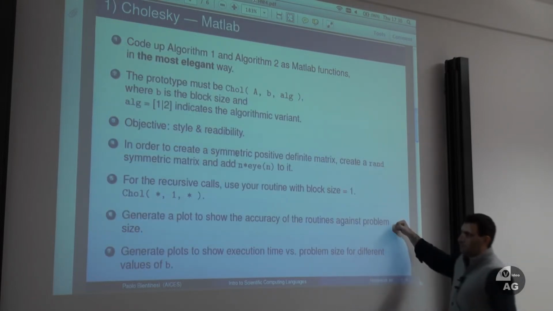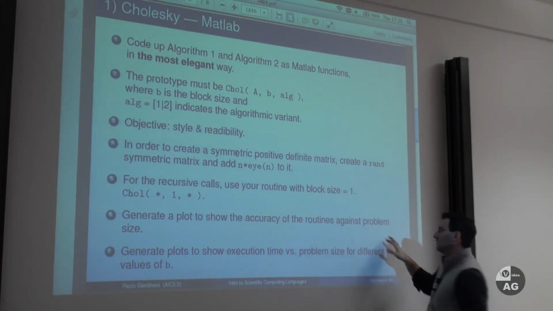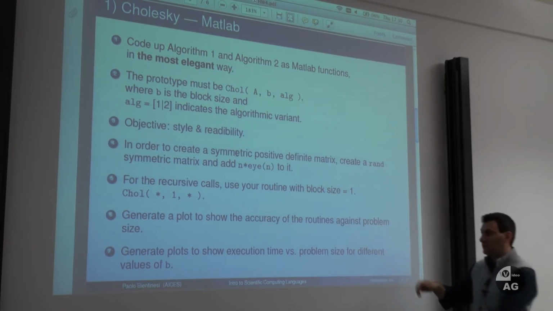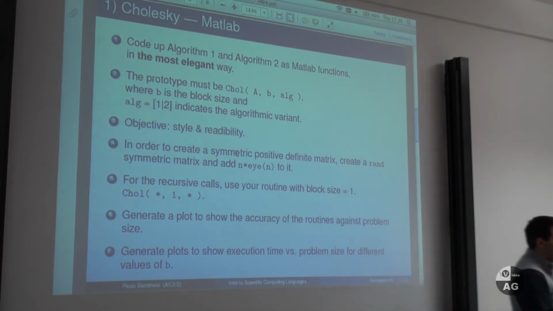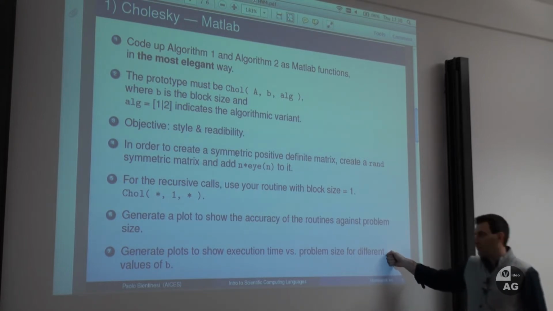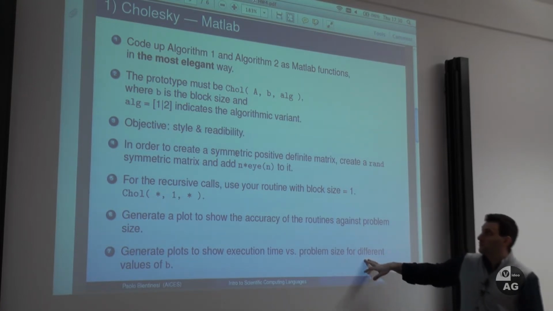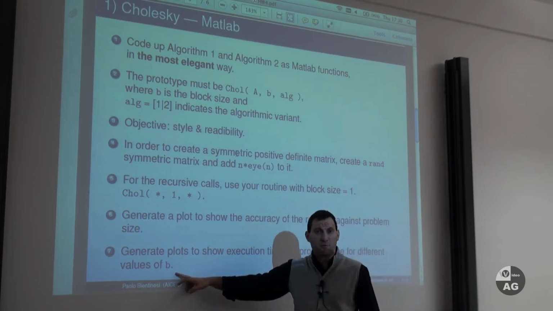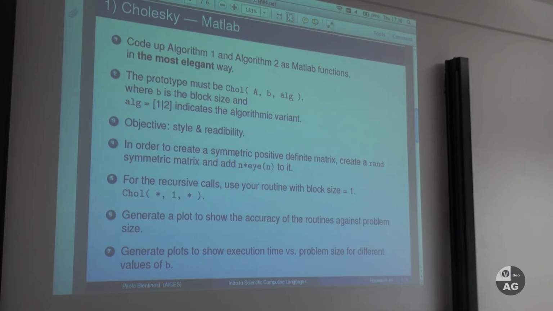Now I want you to generate a plot in Matlab. What is the plot like? On the x-axis, you fix the problem size, and on the y-axis, you show accuracy. I didn't go as far as saying what accuracy is, because I'm sure that by now you know what accuracy is. And over here, I want you to experiment with different block sizes. As I said already last week, B is purely for performance reasons. B equals 1, slow as hell. B equals 2, nothing changes. Large B, this is considerably faster, okay?